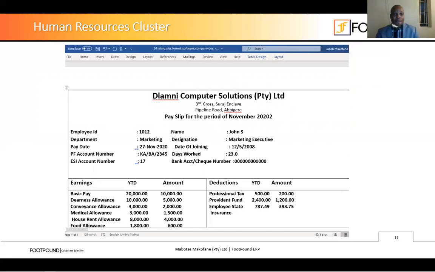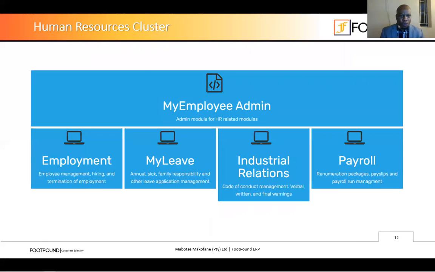And this is where FootPound ERP steps in. This is where FootPound ERP shines. We will give you a FootPound employment module. The FootPound employment module manages your hiring of your employees and the terminations thereof, and also serves as a repository for all of your employees' documentation. Documentation such as the employment contracts that they signed with you, their ID documents and any certifications and professional accreditations that they have. They will all be managed inside the FootPound My Employee module.